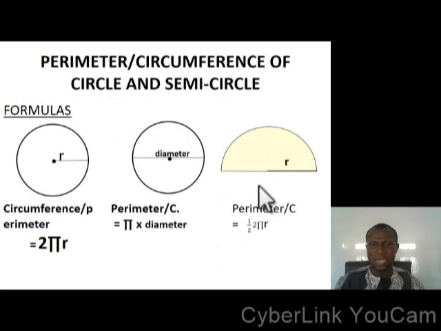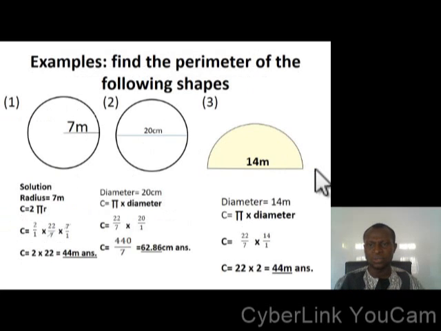Now recall, I gave you this formula that when you are finding the circumference or the perimeter of a semicircle when radius is given, you say half 2 pi r. The same thing goes when you are given the diameter in a semicircle. The formula you will use there will be half pi times diameter. So everything is half when it has to do with the semicircle. Or you can solve the complete circle, after which you divide your answer by 2. All right, let's go to the example.